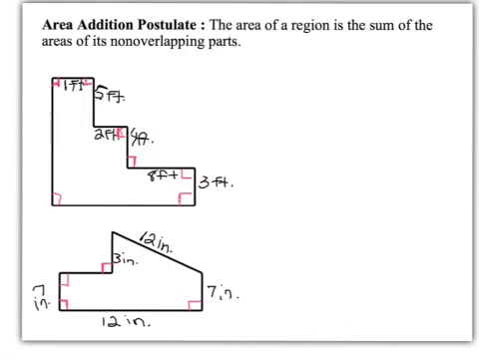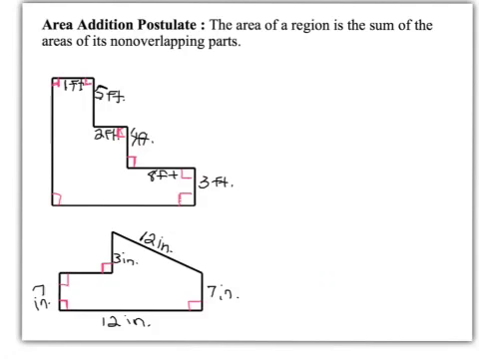Finally, we have the area addition postulate. We've talked about the segment addition postulate, we've talked about the angle addition postulate, and now we have the area addition postulate. The area of a region is the sum of the areas of its non-overlapping parts. In other words, we're going to divide these figures into parts that we know how to work with.